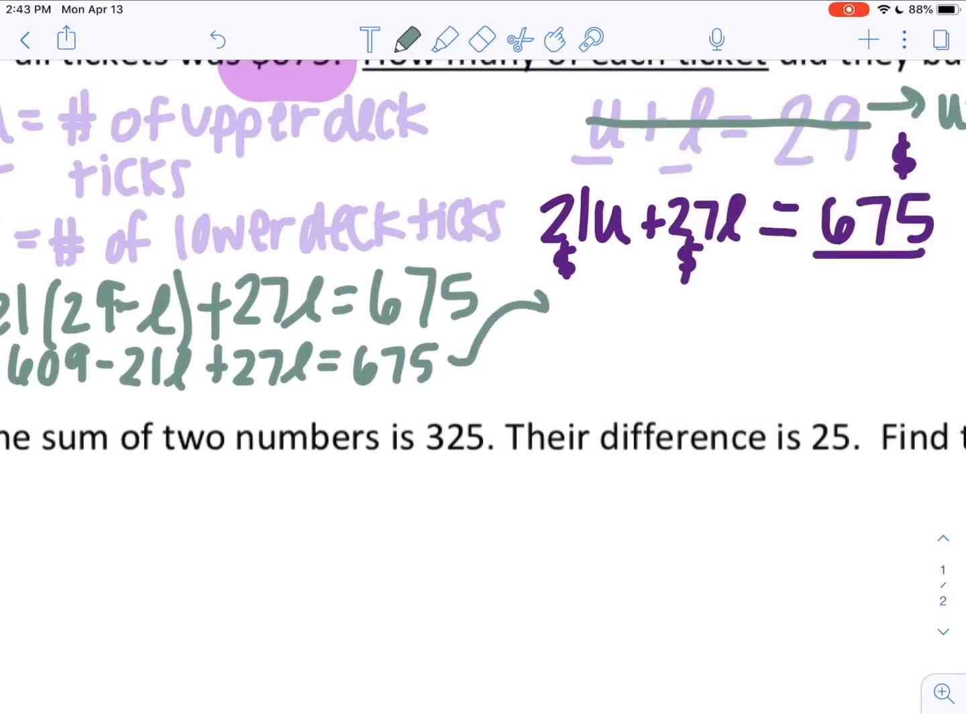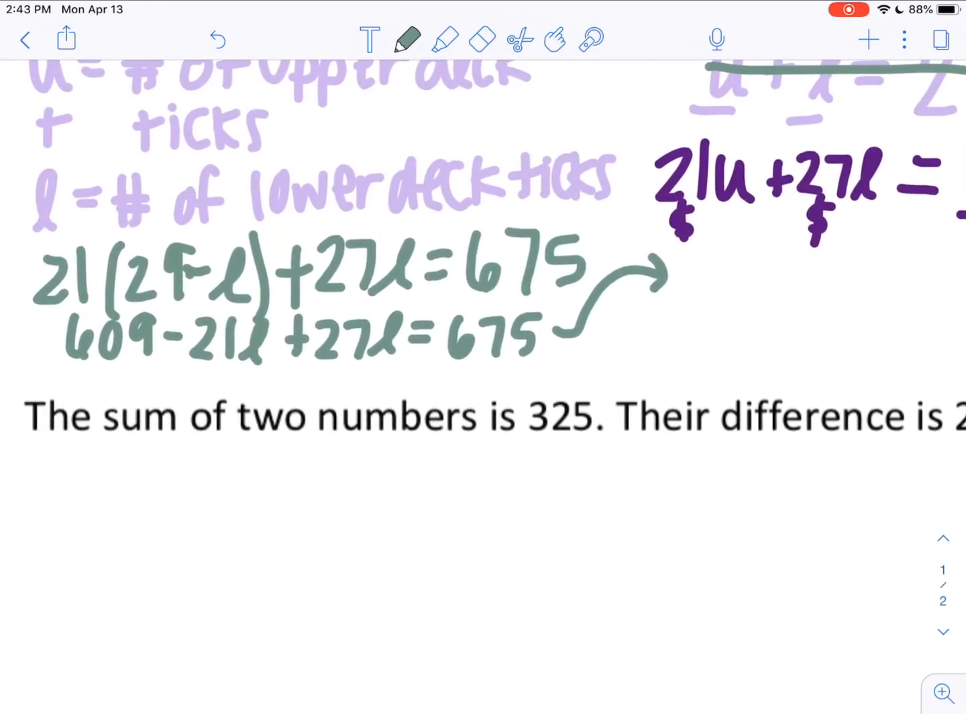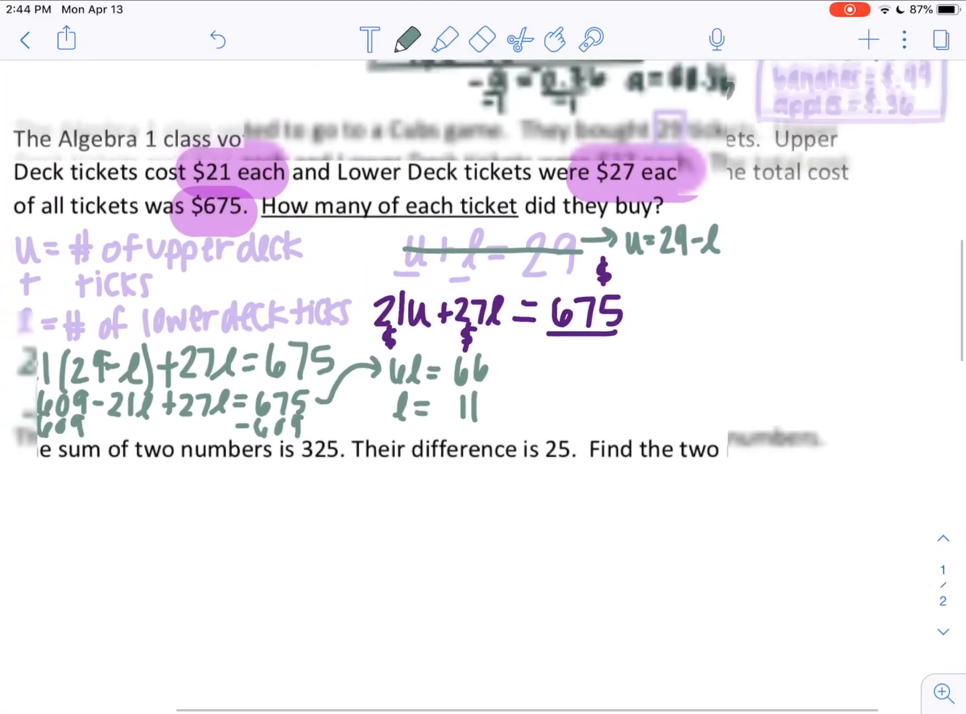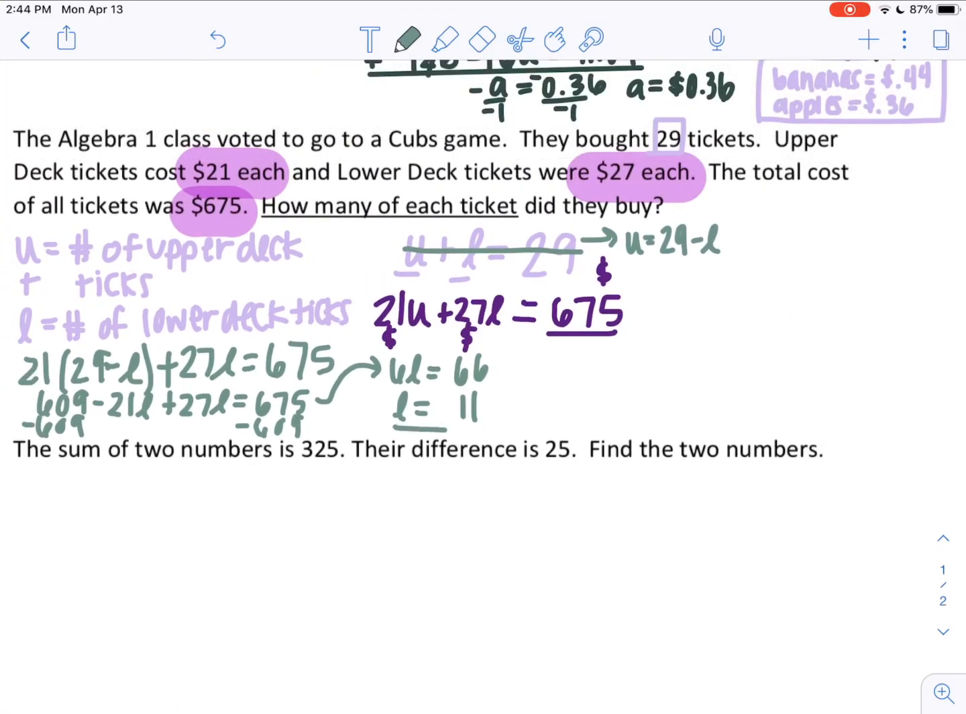Okay, I'm going to move this over here because I'm running out of room. So I'm going to combine my like terms, and I'm going to move the 609 to the other side, because now I'm trying to solve for L. So I get 6L equals 66. So L equals, oops, sorry, not money. We already know how much they cost. 11 lower deck tickets.